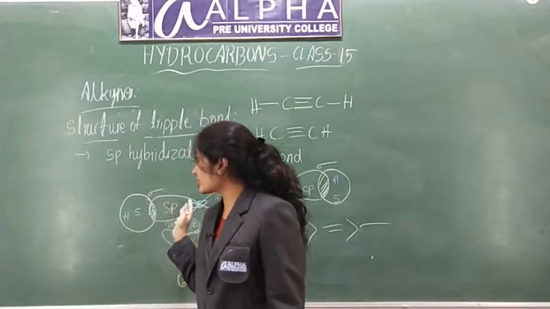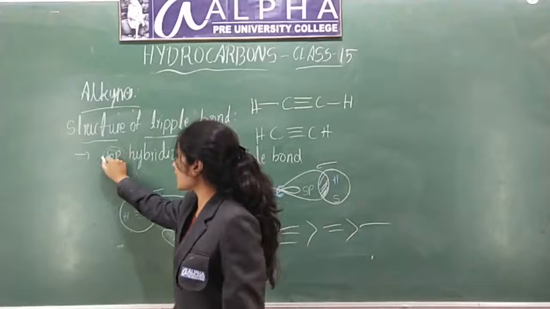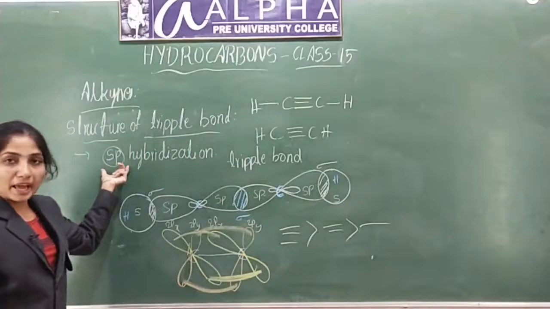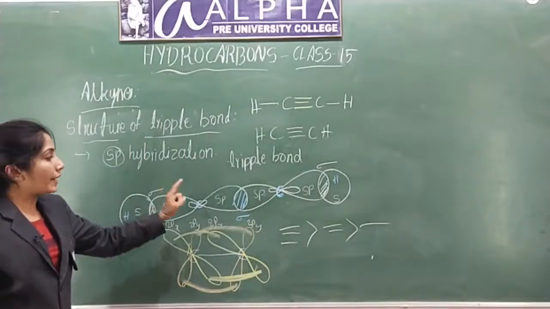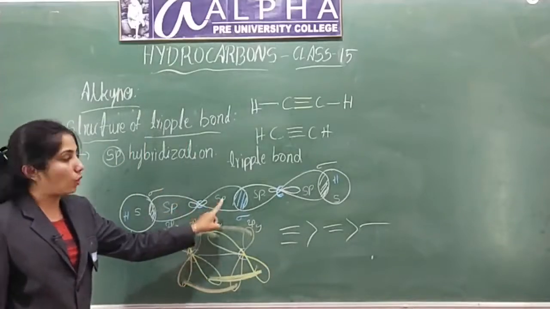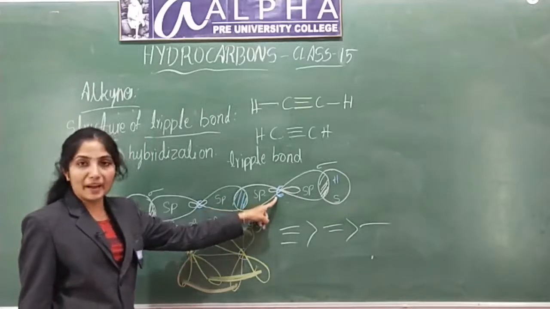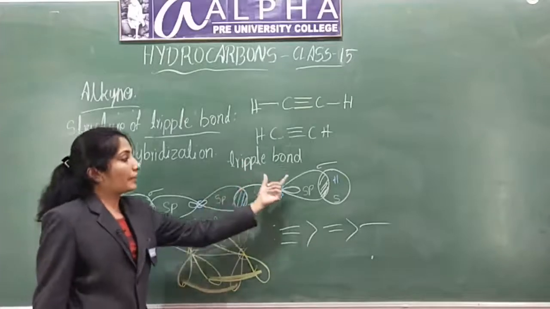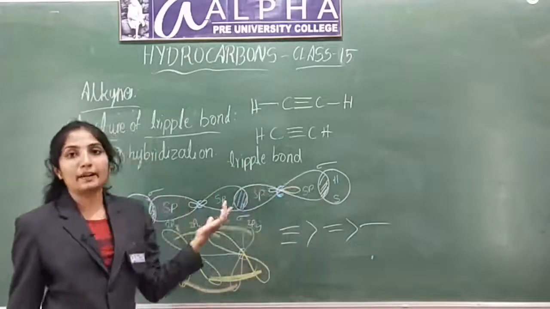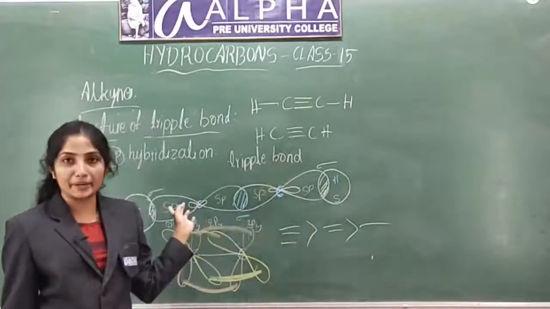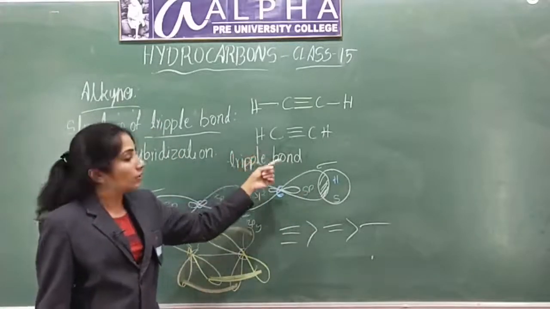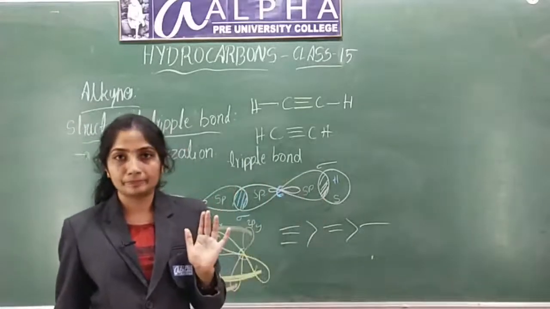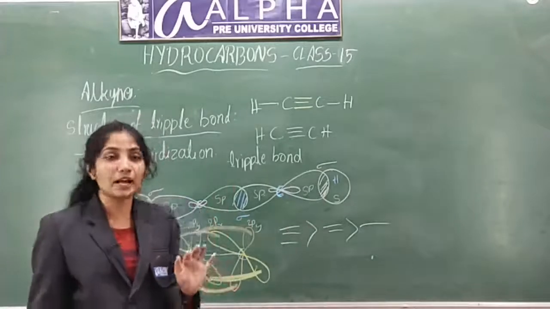Next is structure. Structure is important. In ethyne, carbon undergoes sp hybridization. One sp hybrid orbital of carbon will overlap with the sp hybrid orbital of another carbon to form a carbon-carbon sigma bond. The remaining sp orbital of both the carbon atoms will overlap with the s orbital of hydrogen to form carbon-hydrogen sigma bonds.